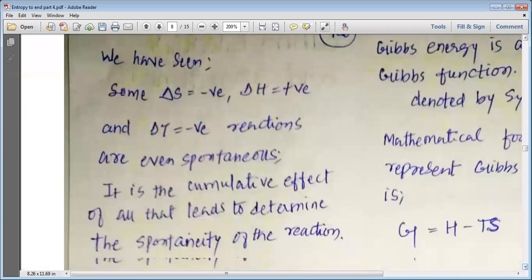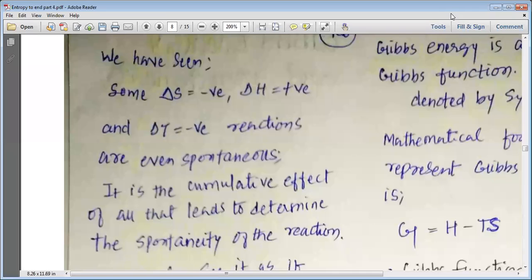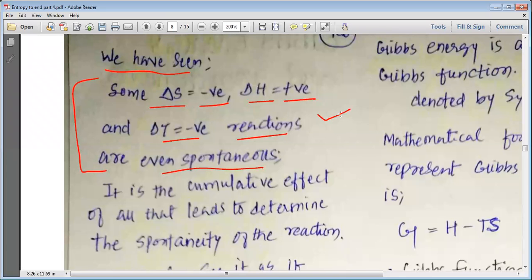So why don't we find out some relation among these three factors, so we can cumulatively understand whether the given reaction is spontaneous or not. So let us try doing this. We have seen that some reactions with delta S negative, delta H positive, and delta T negative are even spontaneous. That means some reactions where entropy decreases, which are endothermic, and where the temperature even decreases, also behave spontaneously.